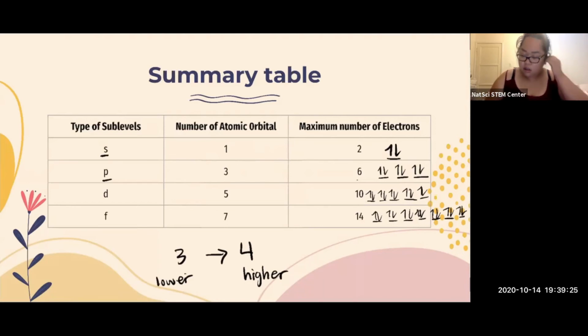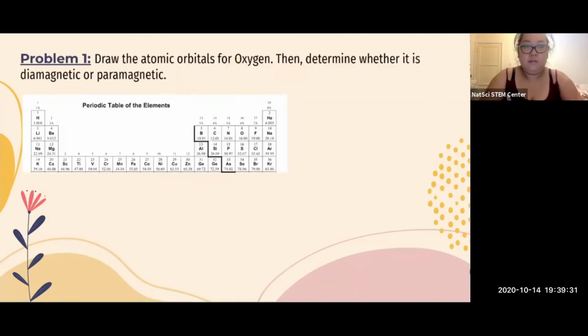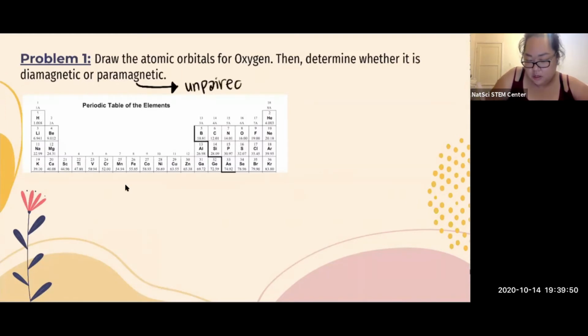Okay. Basically, what I mean by paramagnetic is that if something is paramagnetic, it has unpaired electrons. Diamagnetic means paired. Everything is paired. Paired electrons. So we'll do this one together.